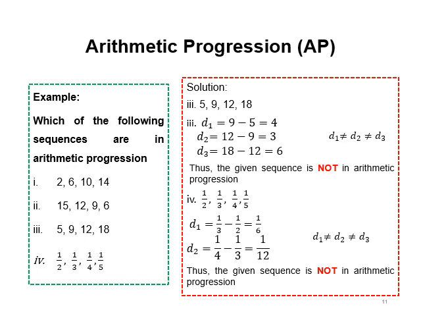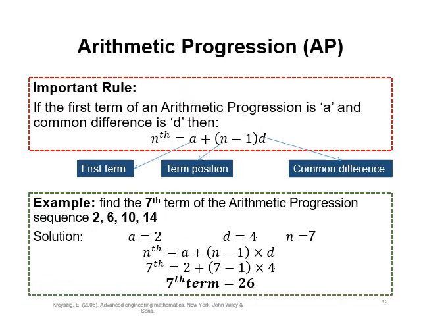Last example, we have fractions here. So we can say here that 1 over 3 minus 1 over 2 gives me 1 over 6. 1 over 4 minus 1 over 3 gives me 1 over 12. So it is not the same. So we say this is not an arithmetic progression.